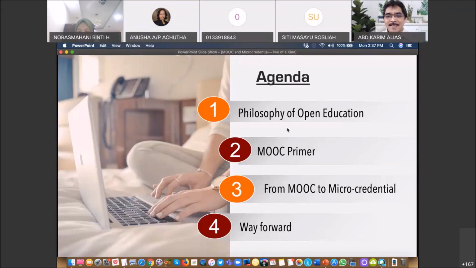Then from MOOC to micro-credential, how the conversation is now shifting towards micro-credential, and the way forward, both for MOOC and for micro-credential.